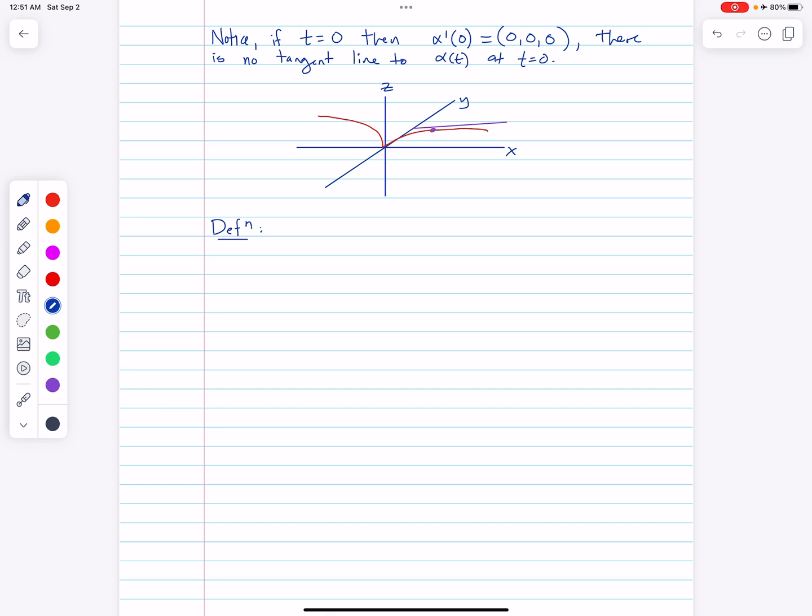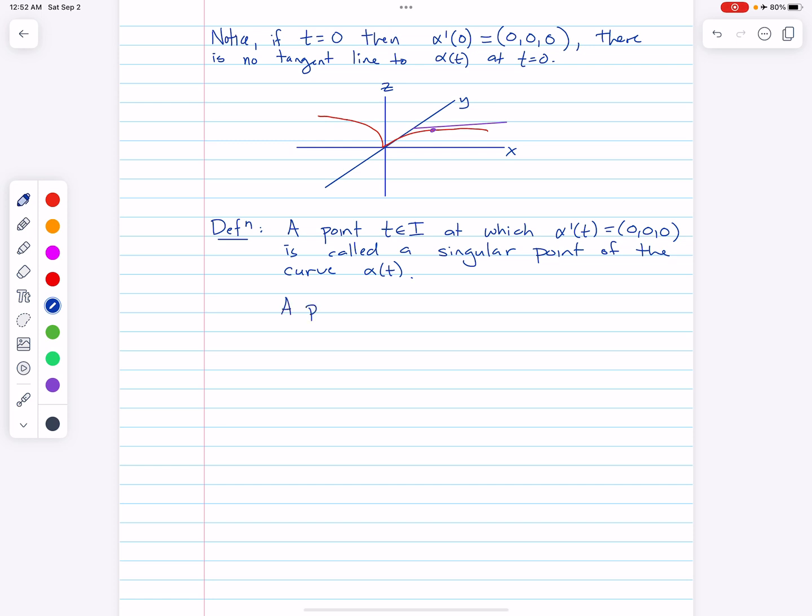Okay. A point t in the interval I at which alpha prime of t is equal to 0. Okay, so if we have a point on our curve where the tangent vector is equal to 0, this is called a singular point of the curve alpha. Okay, and generally speaking, we don't want singular curves.